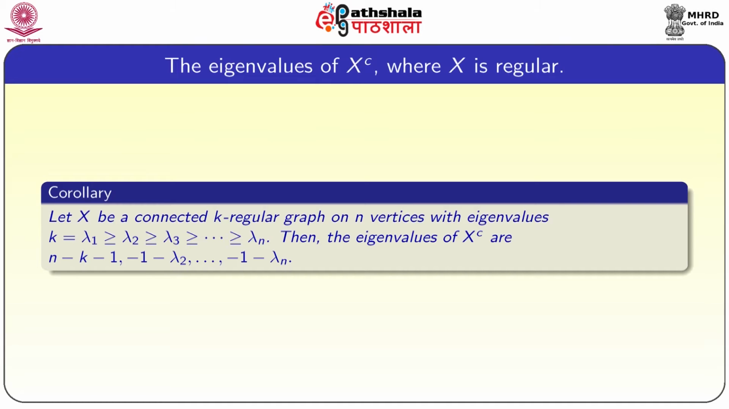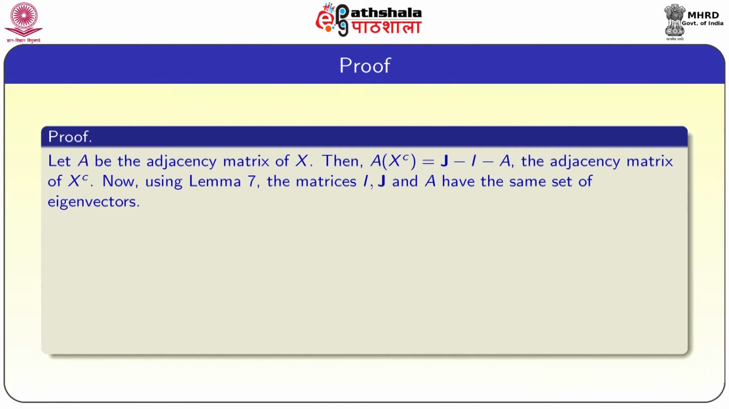Let X be a connected k regular graph on n vertices with eigenvalues k equal to lambda 1 greater than or equal to lambda 2 and so on greater than or equal to lambda n. Then the eigenvalues of X complement are n minus k minus 1, minus 1 minus lambda 2 and so on, minus 1 minus lambda n. Let A be the adjacency matrix of the graph X, then the adjacency matrix of X complement is equal to J minus I minus A.